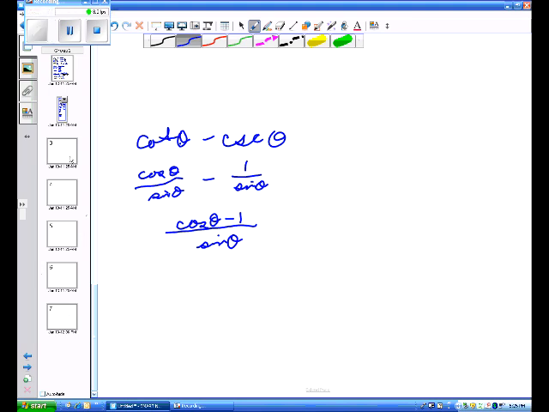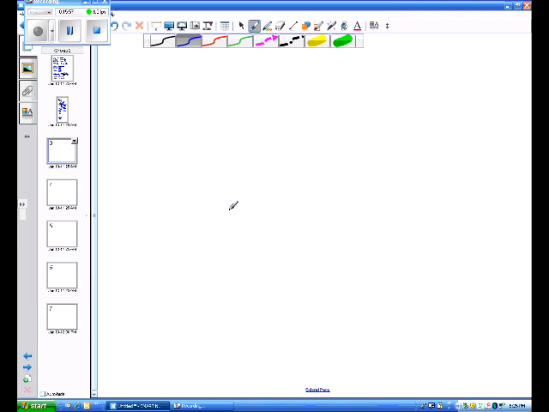Okay, let's look at one more where we change it to terms of sine and cosine. We'll try to do one a little bit more involved. Secant theta minus tangent theta times sine theta. Okay, we want to go back to sine and cosine. So we're going to think secant. Secant is the reciprocal of cosine. So we could write secant as 1 over cosine.